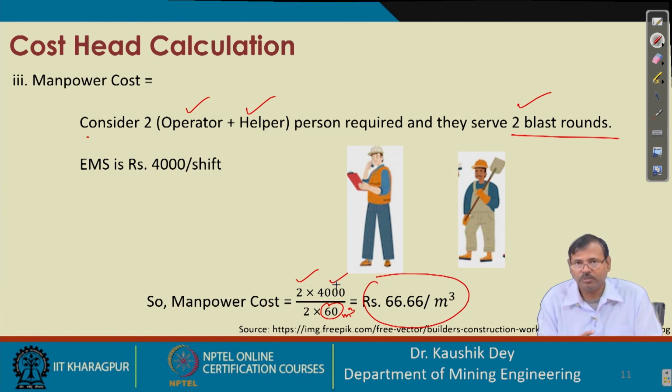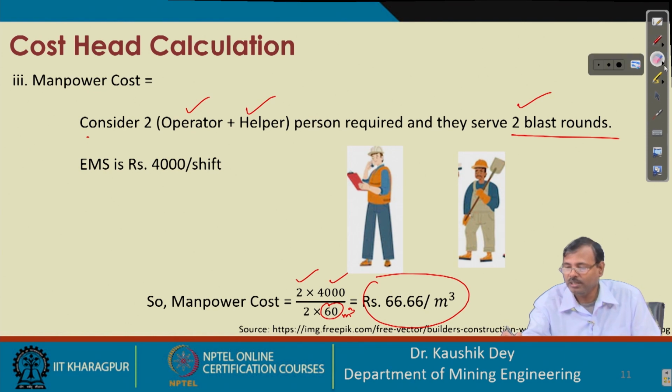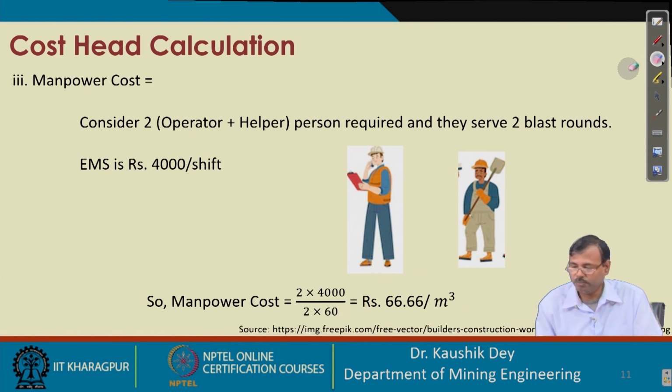So, 2 persons 4,000 rupees per shift. So, that is 8,000 rupees per shift is the manpower cost, and in one shift 2 blast phases are made. So, that is 60 meter cube plus 60 meter cube, 120 meter cube. So, by dividing this, we are getting 66 rupees 66 paisa as the manpower cost for this particular case.